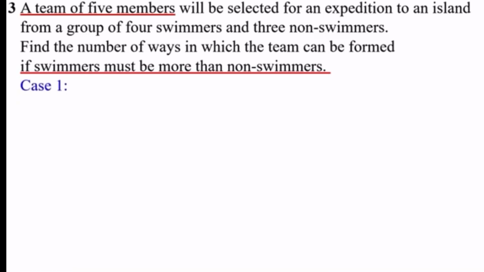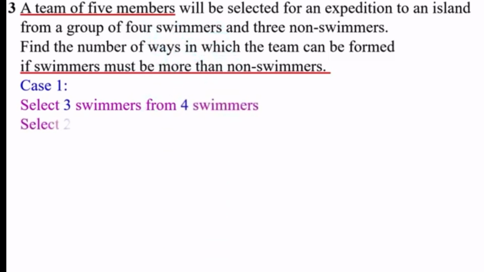So we have many cases. Let's see case 1. Let's say we have selected 3 swimmers from the 4 swimmers, so 4 choose 3, 4C3. And then we need to select another 2 non-swimmers, because the team must have 5 members. We have 3 non-swimmers, so out of 3, we need to choose 2.